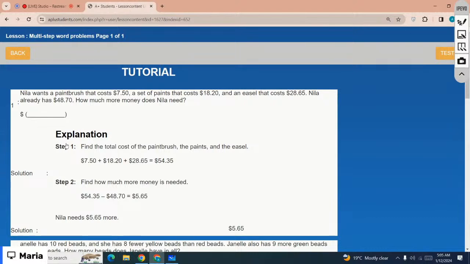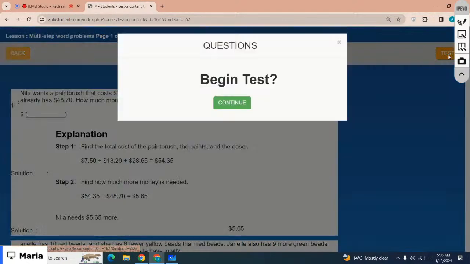First, you need to add the amount of the three items so that we can know how much more money she requires. So you have to add 7.50 plus 18.20 plus 28.65. Their sum is 54.35. Now you have to subtract the money she already has from the money she needs, so 54.35 minus 48.70. That means she still needs $5.65. Let's start with the test questions.